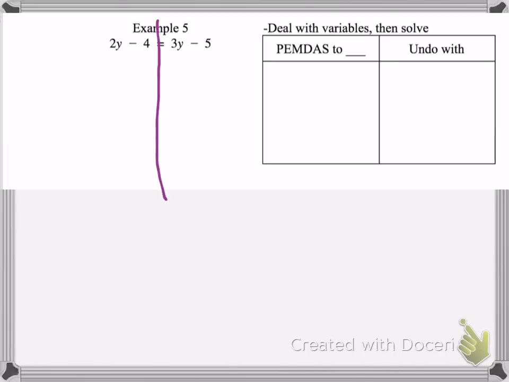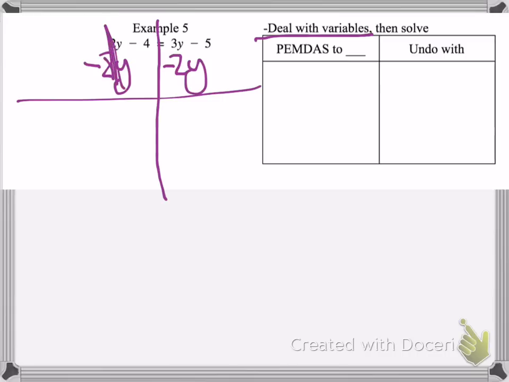So same thing. I'm going to deal with my variables first. So this time I'm going to subtract 2y from my left, subtract 2y from my right. So 2y minus 2y is 0y. I got rid of variables on my left side. I still have negative 4 equals 3y minus 2y is just 1y or y. We could write 1y like that, but we just need a y. We don't need both. Those are the same thing. We also have that minus 5.